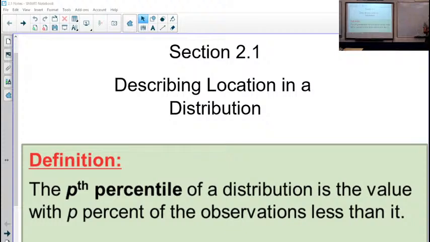Going to focus a lot on today. The two main things we're going to get you familiar with is percentile and z-scores. That's what this first section is focusing on and talking about.